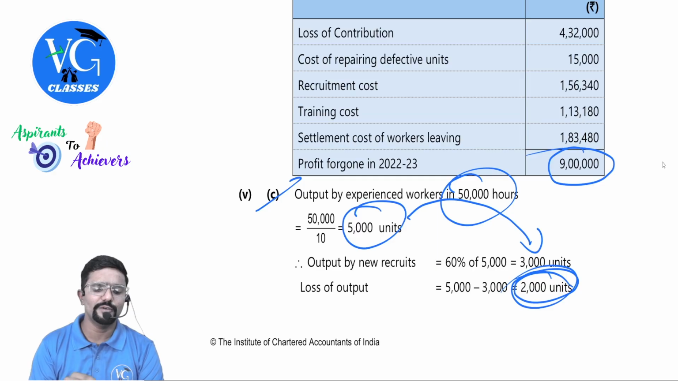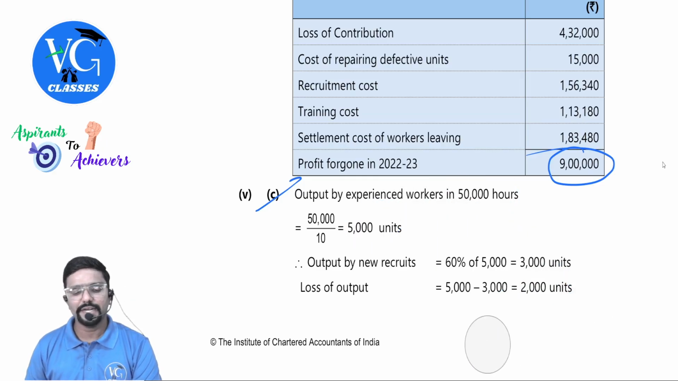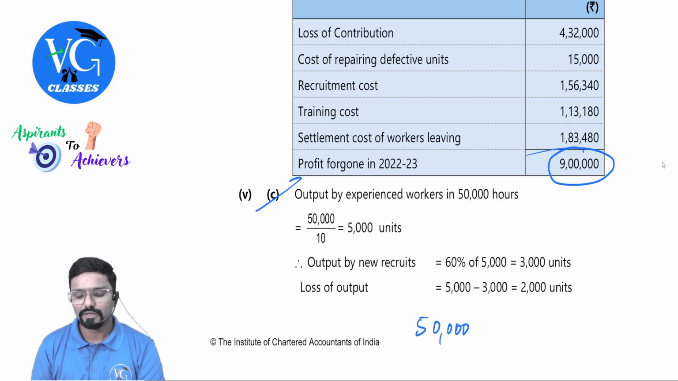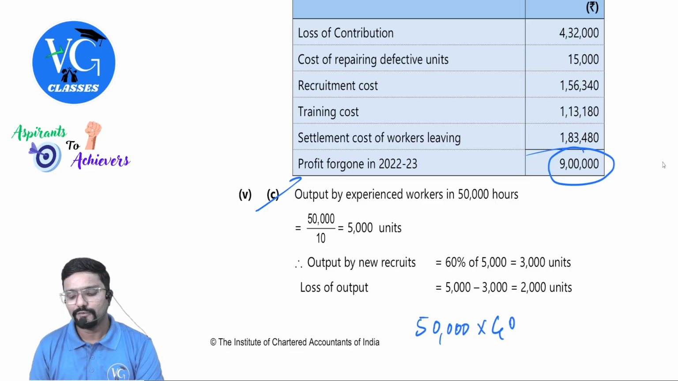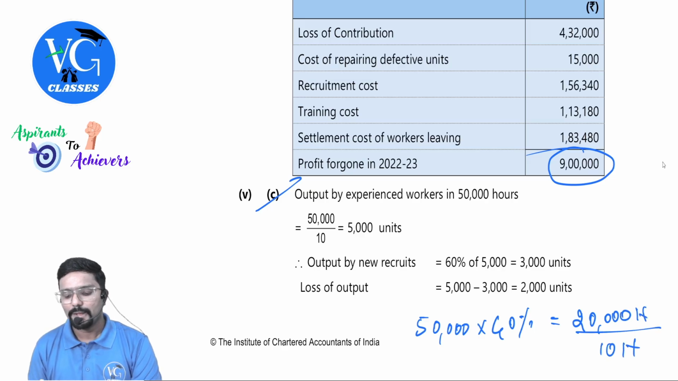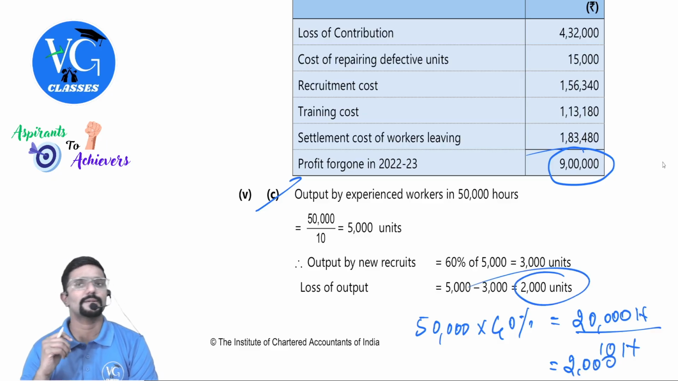Or else, instead of doing the units, as I showed, straight away you can do it with hours only. So 50,000 hours is total. In that, how much is unproductive? 40%. You get 20,000 hours. In 20,000 hours, how many units would I have produced? 2,000. That is the answer.